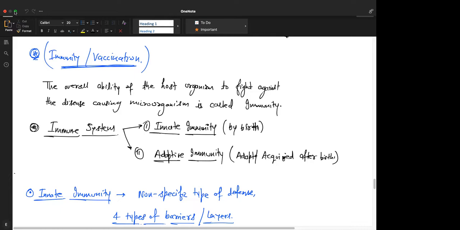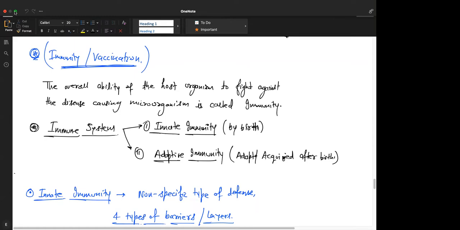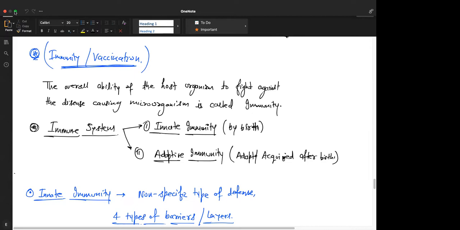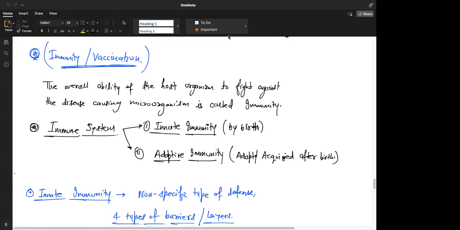Innate immunity is a non-specific type of defense. You were saying something about adaptive immunity, that it increases by that. I think your voice was not audible. Adaptive immunity is when a disease attacks you the first time, the organism would know that next time, when the same disease comes again, the immune system would know how to attack and where to attack.